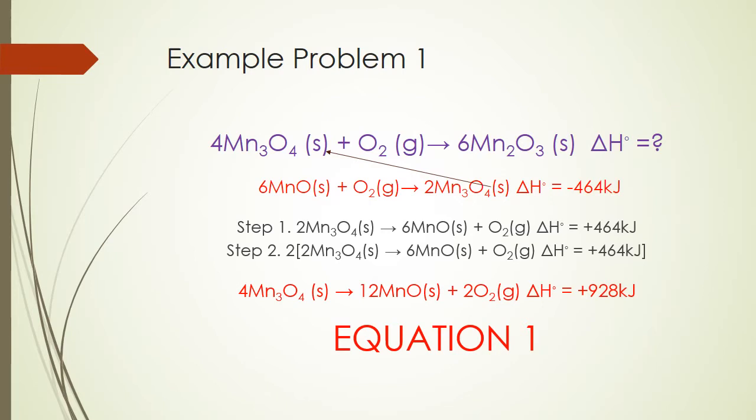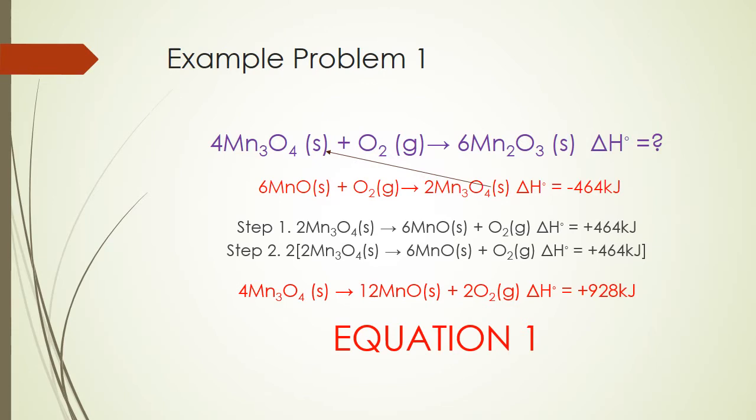So step 1, we want to switch it over to the reactant side. We switch Mn3O4 solid onto the reactant side. And anytime we switch a reaction around, whether you're switching to the reactant side or the product side, you always have to change the sign of your delta H. So in this case, we go from negative to positive 464 kilojoules.